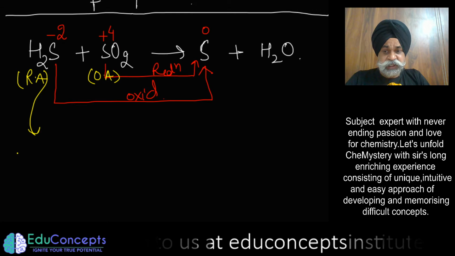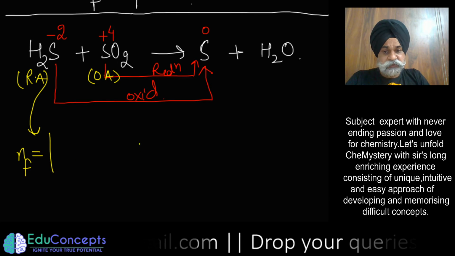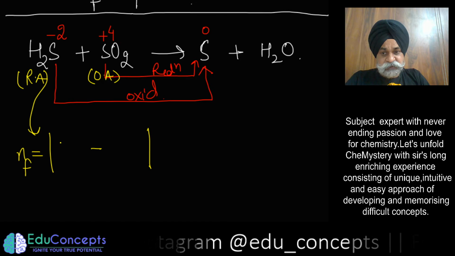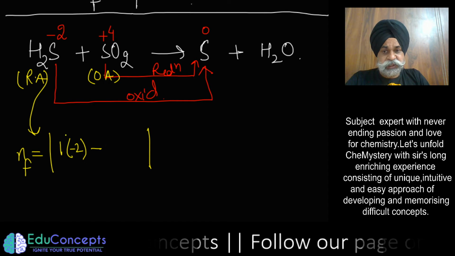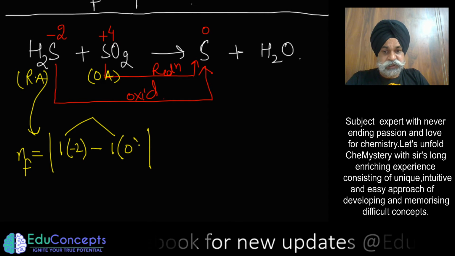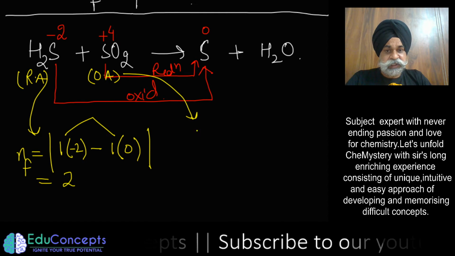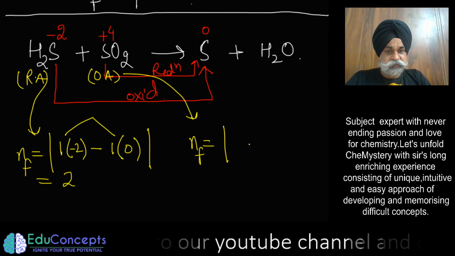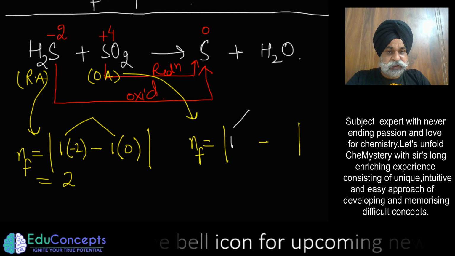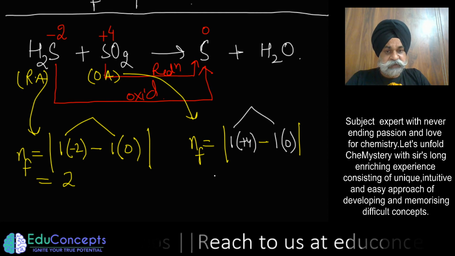So as a reducing agent, if you want to do it with the formula which we defined in the last videos, you can refer to them. We took the mod and then we take the negative sign in between. There is one sulfur atom which is in -2 oxidation state. That one sulfur atom went to 0 oxidation state. So the n factor came out to be 2. And for this oxidizing agent, if I want to use that formula again, mod and the negative sign. So here there is one sulfur which is going from +4 to 0. So the n factor is 4.